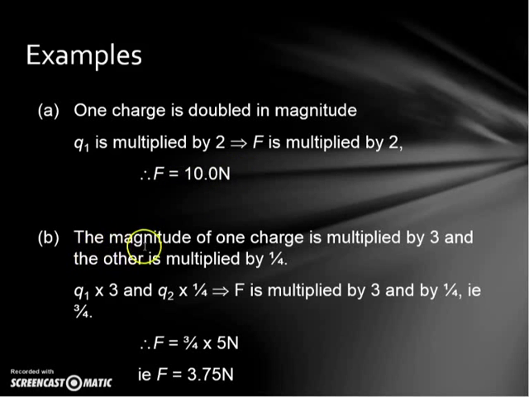The next one, if the magnitude of one charge is multiplied by 3 and the other is multiplied by 1/4. So Q1 is multiplied by 3, then Q2 is multiplied by 1/4. Then the same thing has to happen to the force. So first we multiply it by 3 and then we multiply it by 1/4. You can do it all in one by going 3 divided by 4, or you could do it in 2 steps. Either way, you have to times it by our original 5 newton force, and we end up with a force of 3.75 newtons. Now, examiners love proportionality questions, and we're going to get a good handle on these to make sure that you guys are well prepared.